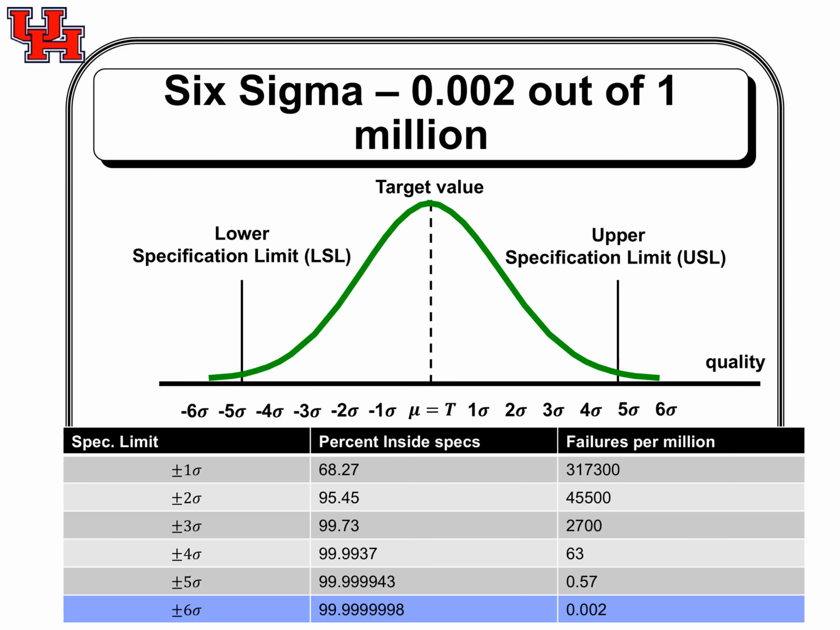If we set the specification limits to be different multiples of sigma, the expected number of bad quality products can be found in the right column of the table. As can be seen, if we set the specification limit to be 6 sigma, there will be 0.002 failures per million production.